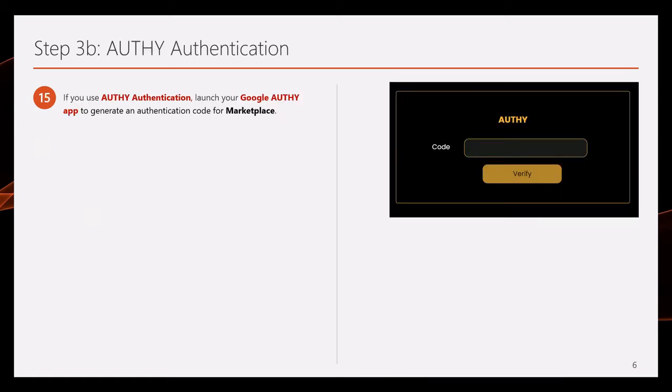If you use AUTHY Authentication, please launch your Google AUTHY app to generate an authentication code for Marketplace. Enter the 6-digit code that you will receive in your email or your phone. The code will expire within 30 seconds. Click on Verify.